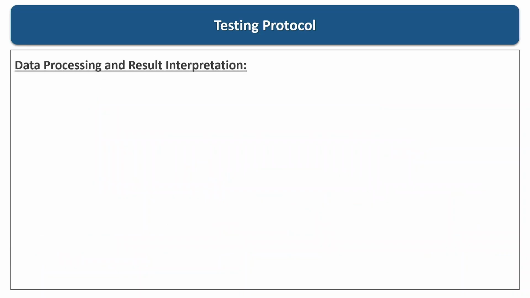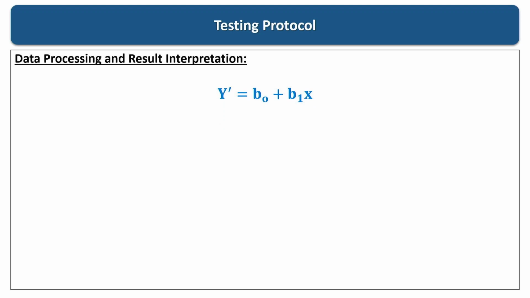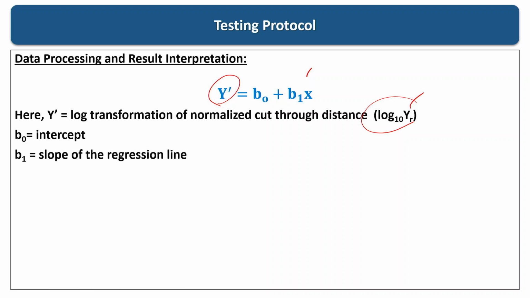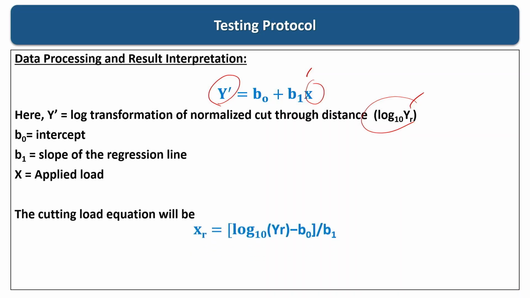And then we have discussed there will be a straight line relationship with the logarithmic transformation of the normalized cut through distance, which is y bar, the log of normalized cut through distance. B0 is the intercept of the straight line, B1 is the slope of the regression line, and x is the applied load. So, from that we can calculate the load required for a certain distance. The cutting load we can calculate by just rearranging this equation.